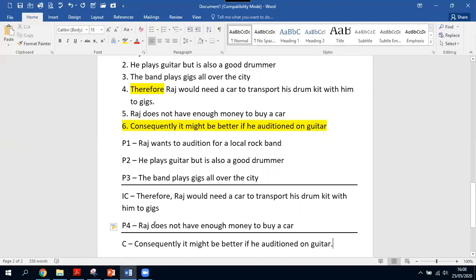Premise 4 then, Raj does not have enough money to buy a car, so therefore, consequently, it might be better if he auditioned on guitar. So what we have here is an argument with intermediate conclusions presented in standard form.